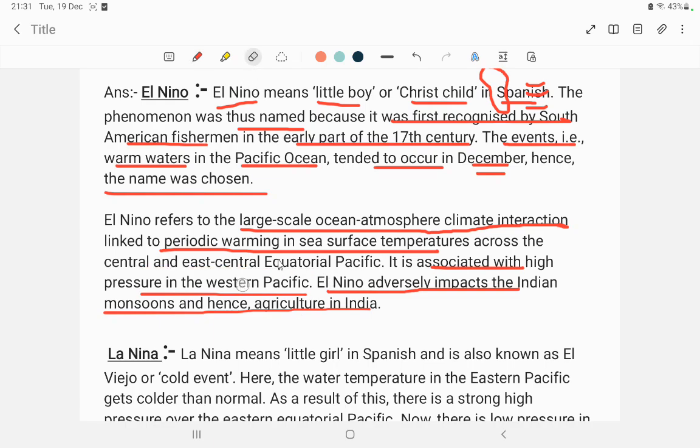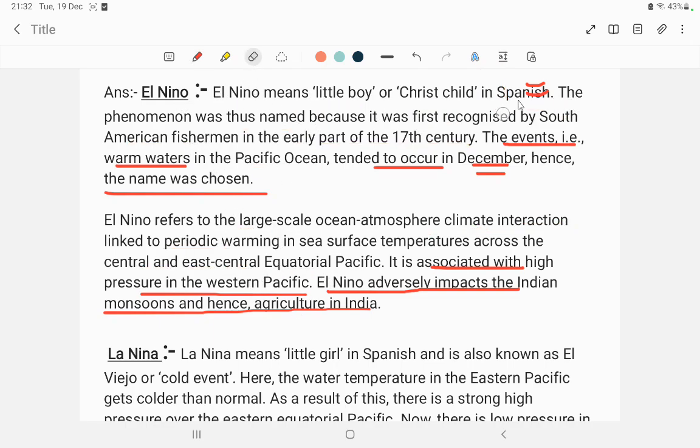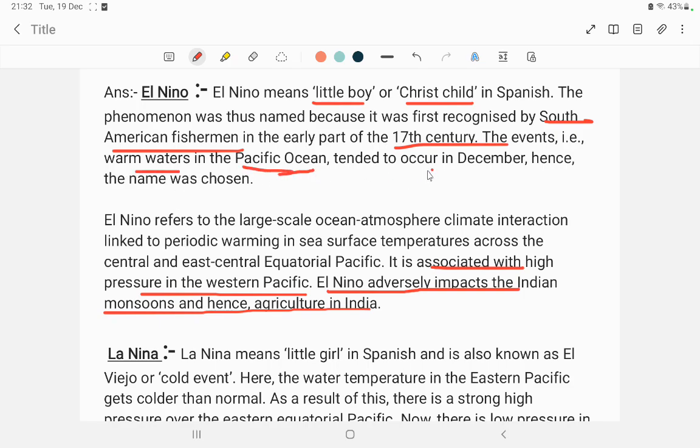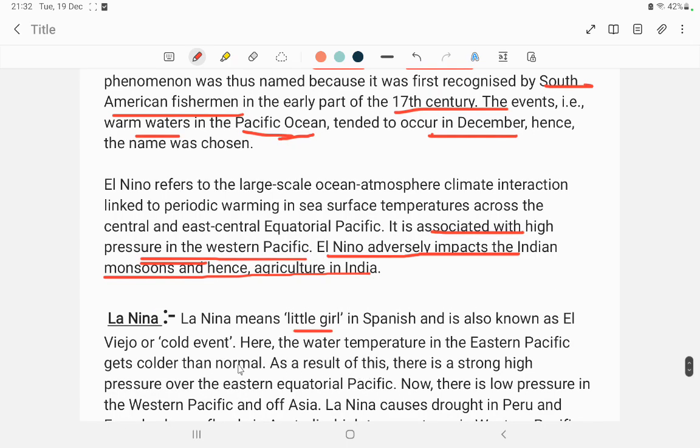So basically, what you need to write is this. El Nino means little boy or Christ child, observed by South American fishermen in the 17th century. Warm water is usually observed in the Pacific Ocean in December. It is associated with high pressure in the Western Pacific. Next, La Nina is the opposite case, little girl in Spanish.